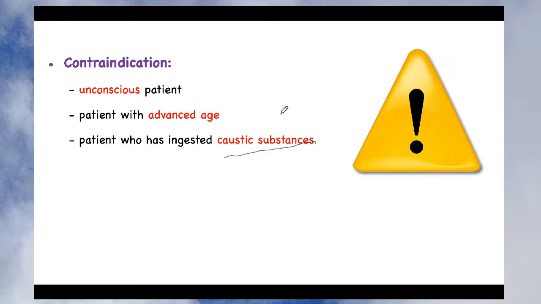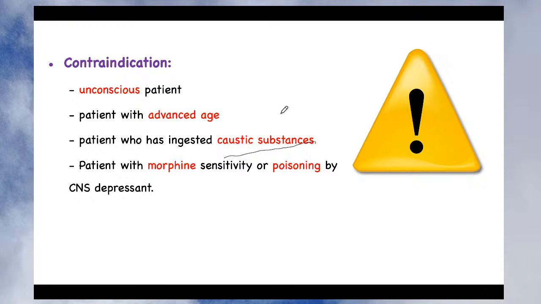call that patient for gastric lavage. Gastric lavage is more appropriate in place of giving an emetic drug. So instead of an emetic drug, you can ask the patient to go for gastric lavage. That could be a good option in case of caustic substances.